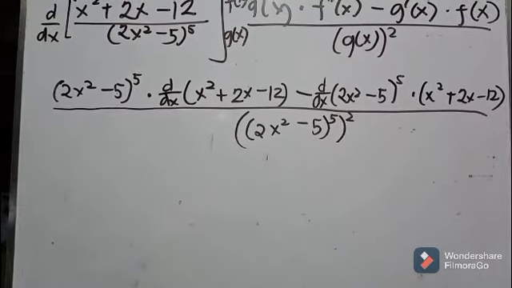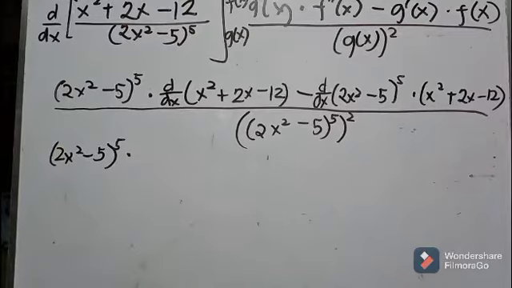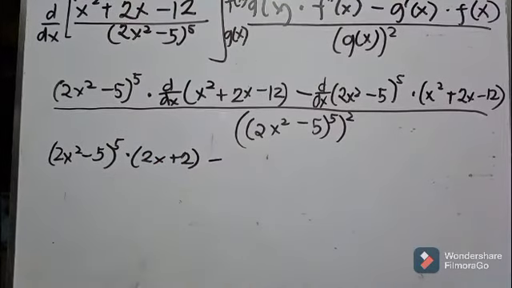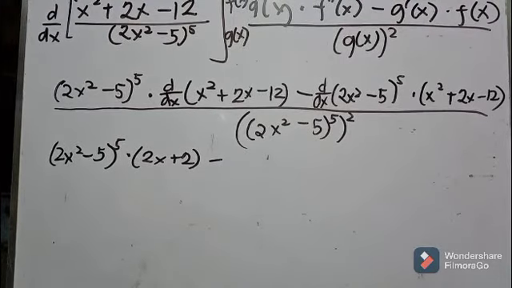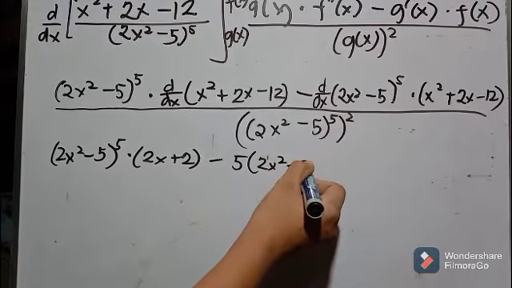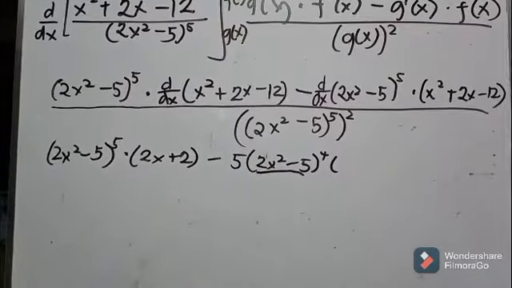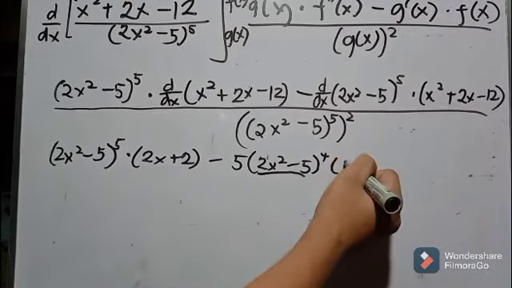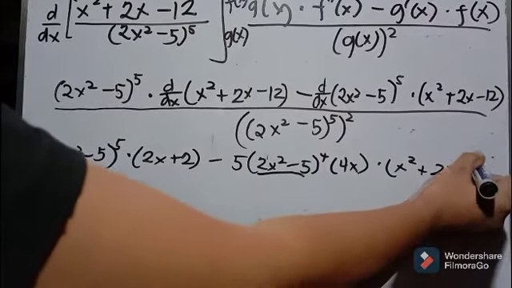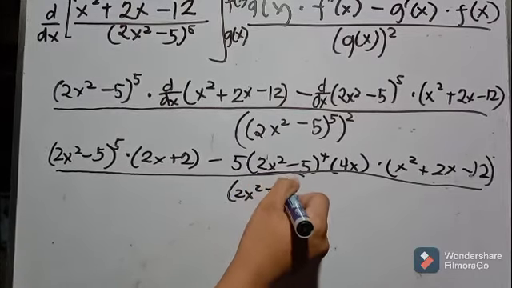So we simplify it, and so it will be (2x squared minus 5) quantity raised to 5 times the derivatives of x squared plus 2x minus 12. It will be 2x plus 2 minus the derivatives of (2x squared minus 5) quantity raised to 5 using the chain rule. It will be 5 multiplied by (2x squared minus 5) raised to 4 multiplied by the derivatives of this binomial quadratic equation. It will be 4x multiplied by the last term, x squared plus 2x minus 12, over, simplify this, it will be (2x squared minus 5) raised to 10.